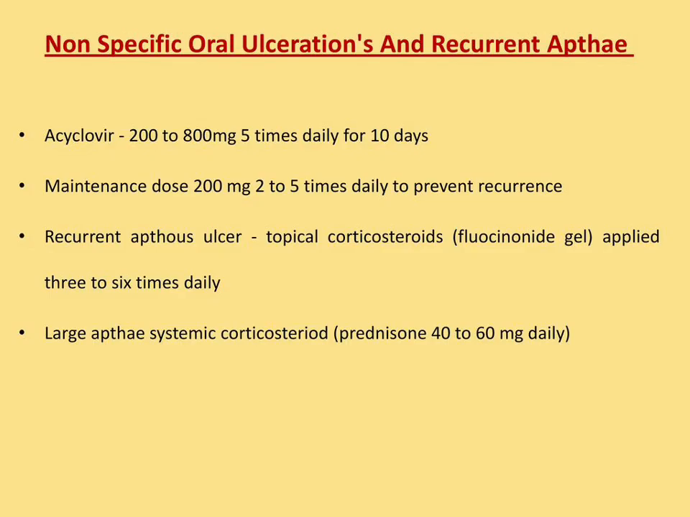For recurrent aphthous ulcer, topical corticosteroid, fluocinonide gel, applied 3 to 6 times daily. For large ulcers, systemic corticosteroid, prednisone 40 to 50 mg daily.